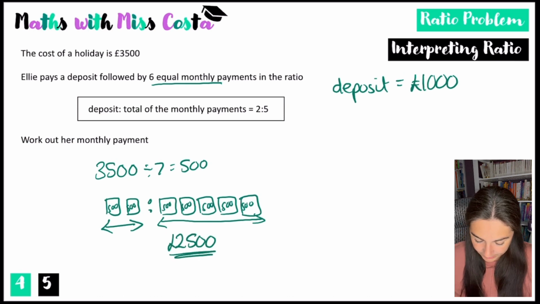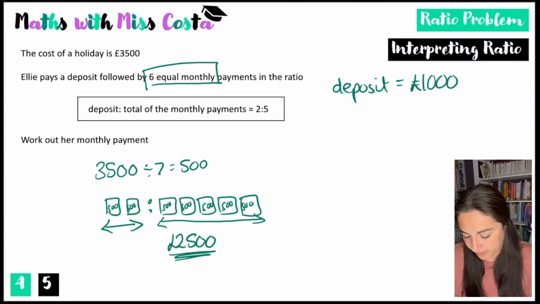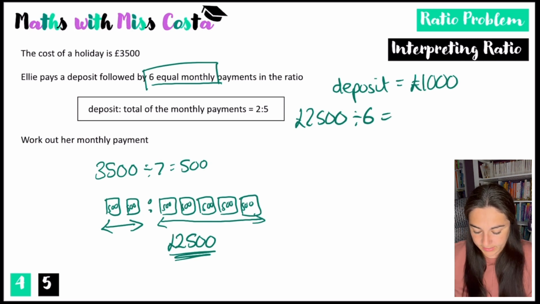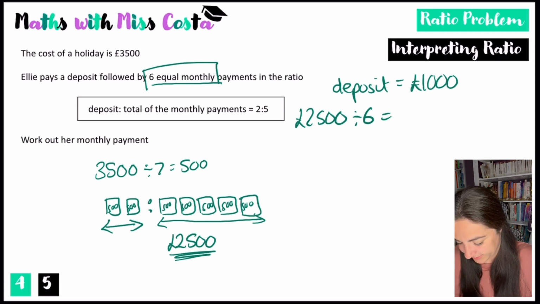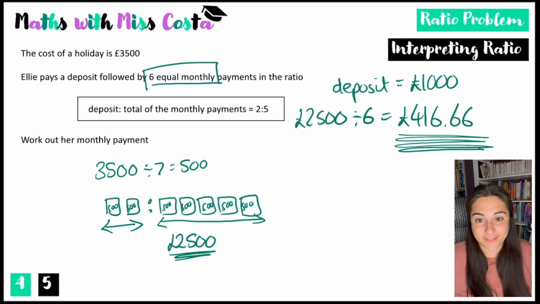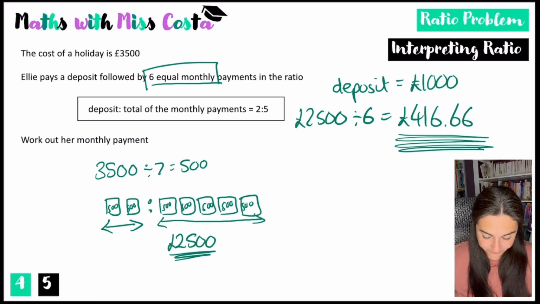Okay, now we know that her deposit is paid and then she makes 6 equal monthly payments. So that means that the 2,500 needs to be split into 6. So we just do 2,500 divided by 6 is £416.66 recurring. So that's her monthly payment. 6 lots of that, and then she's off on her holiday.